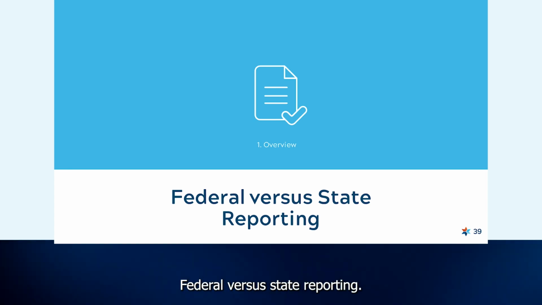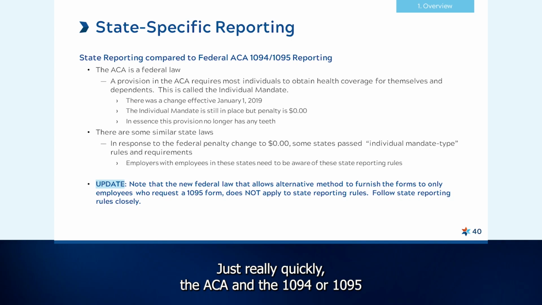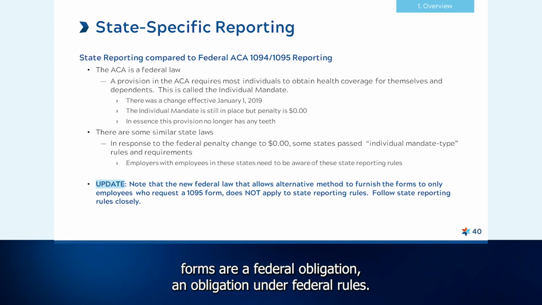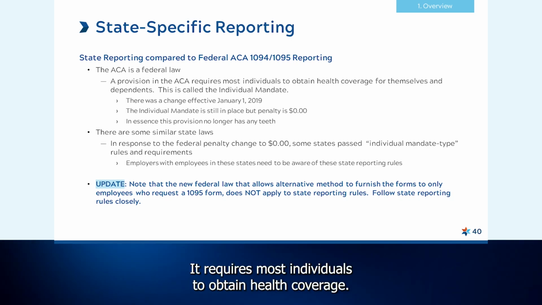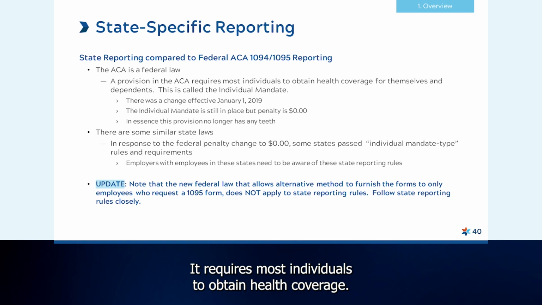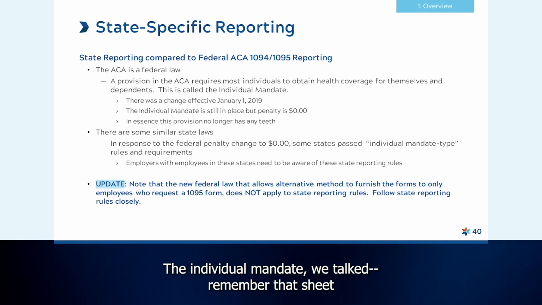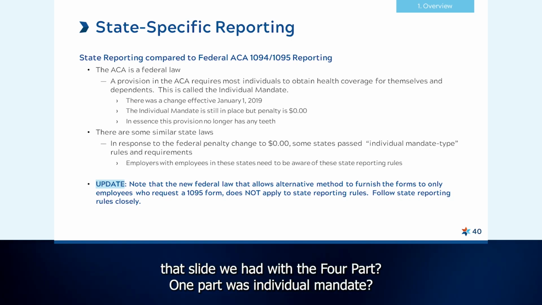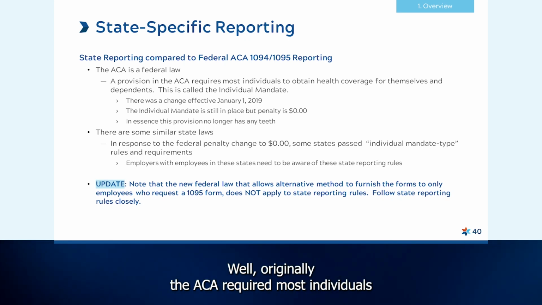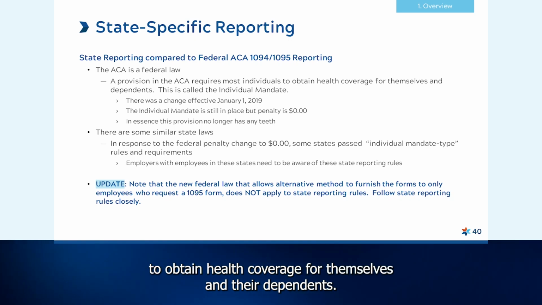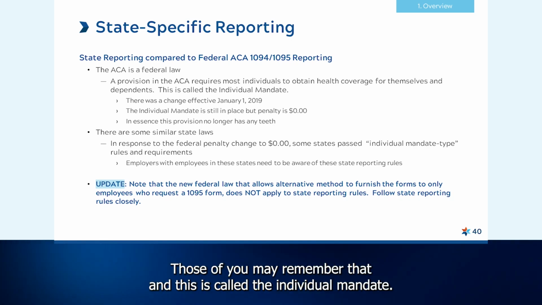Okay, federal versus state reporting, just really quickly. The ACA and the 1094, 1095 forms are an obligation under federal rules. It requires most individuals to obtain health coverage. The individual mandate, remember that slide we had with the 4 parts? One part was individual mandate, and I said it had changed a little bit. Well, originally, the ACA required most individuals to obtain health coverage for themselves and their dependents. Those of you may remember that. This is called the individual mandate.